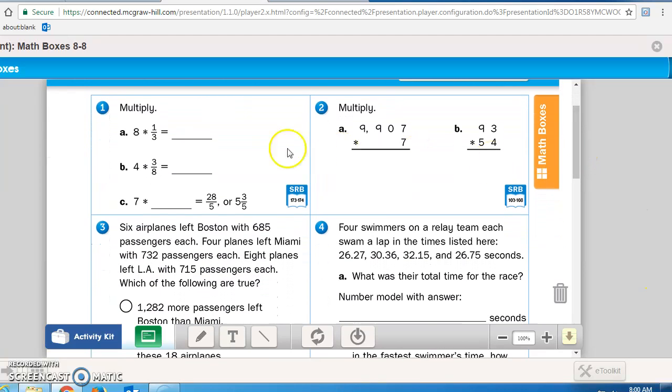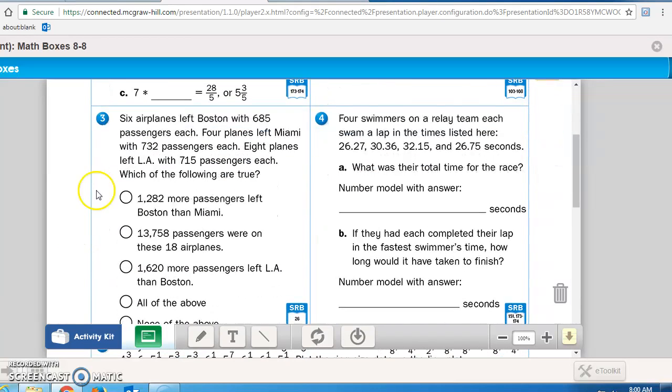Once I've checked off your ACIs, you should go to Math Journal page 297 and do the math boxes. Math box 1 simply having you multiply. The same thing for math box 2, but be sure to show me how you got your answer. Math box 3 says, 6 airplanes left Boston with 685 passengers each. 4 planes left Miami with 732 passengers each. 8 planes left LA with 250 passengers each.